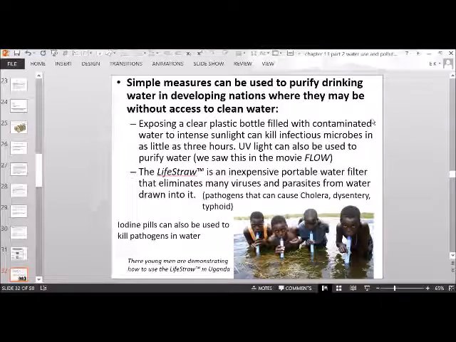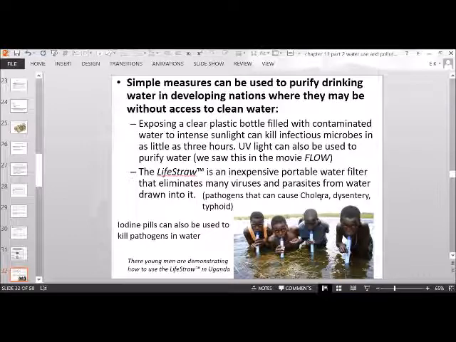Then in this photo, you have something called a life straw. It's an inexpensive water filter that eliminates many viruses and parasites from water that you sip up into the straw. And pathogens can cause cholera, dysentery, typhoid, things like that. Those are waterborne diseases that people could get. So this life straw is very important for people who live in areas where they may not have access to clean water.